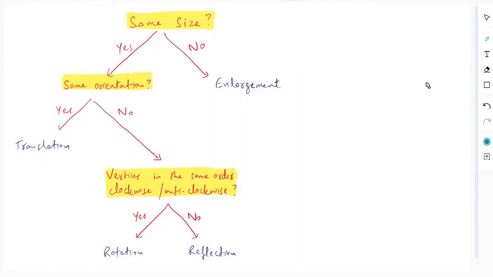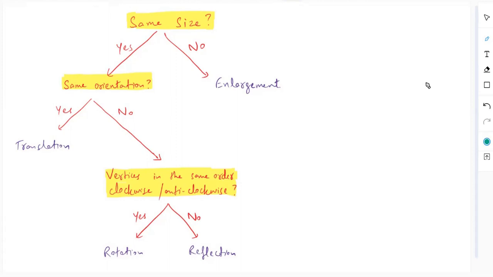सबसे पहला क्वेश्चन आपने अपने आप से क्या पूछना है? Is it the same size? अगर सेम साइज नहीं है, अगर आपकी फिगर का साइज चेंज हो गया, so this is for identifying which transformation you have to use, which transformation is there, जो भी आपको फिगर दो शो हुई है, आपको कौन सी ट्रांसफॉर्मेशन आइडेंटिफाई करना है, कौन सी ट्रांसफॉर्मेशन है.